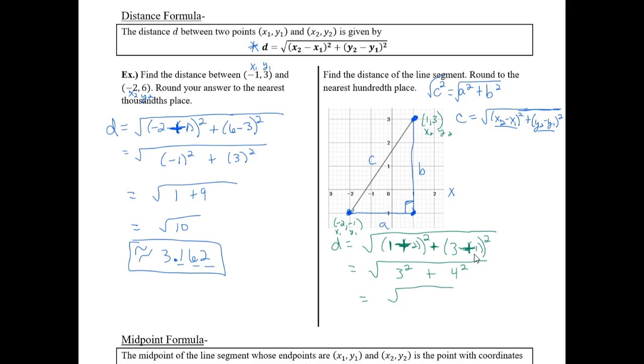Then I square. 3 squared is 9. 4 squared is 16. Add them together. 9 plus 16 is going to be a positive 25. And the square root of 25 is 5. So no need to round that because it is a whole number. So that distance is 5 units.